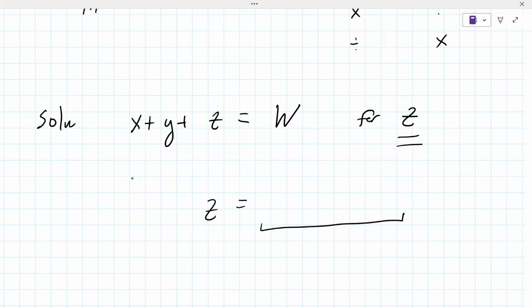W minus Y. Okay, I agree with the minus y, and then what else? Is it plus X? Well, is x positive or negative? Let's start with that. Current is positive. So you undo it with subtraction.